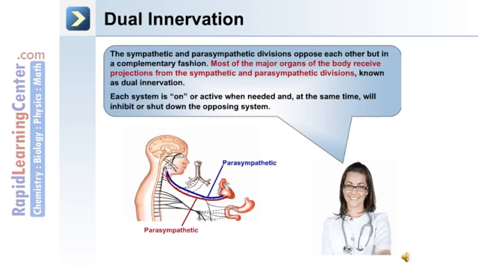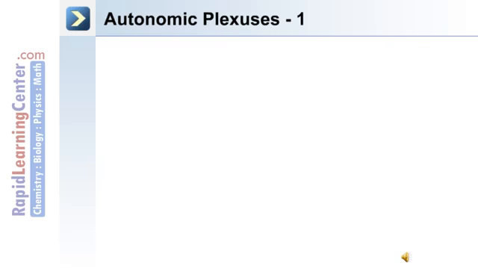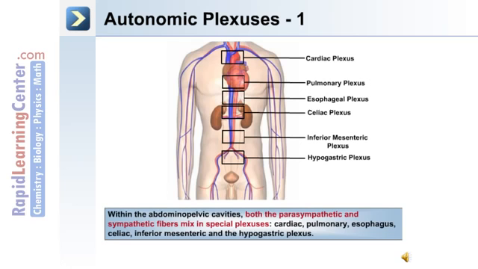Each system is on or active when needed, and at the same time will inhibit or shut down the opposing system. The autonomic nervous system contains unique plexuses. Within the abdominal pelvic cavities, both the parasympathetic and sympathetic fibers mix in these unique plexuses, and they are the cardiac, pulmonary, esophagus, celiac, inferior mesenteric, and the hypogastric plexuses.